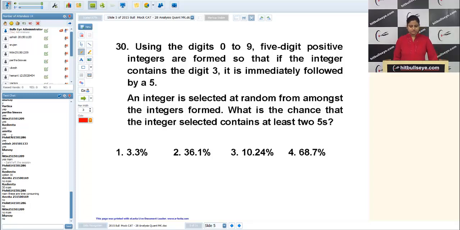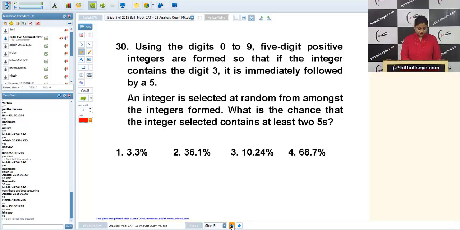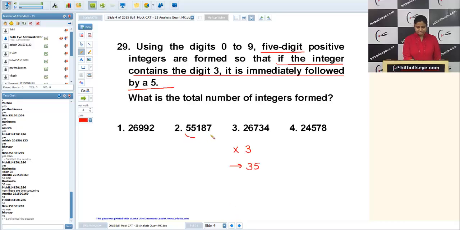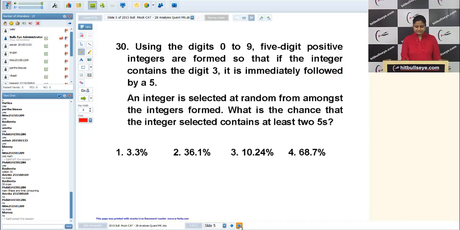Now we want to solve this. See, what do you mean by probability? That is number of favorable cases divided by number of total possible cases. In question number 29, we have counted number of total possible cases, and that was the second option. That was 55187. That's why in the denominator we will take 55187. Now in numerator we will write number of favorable cases.